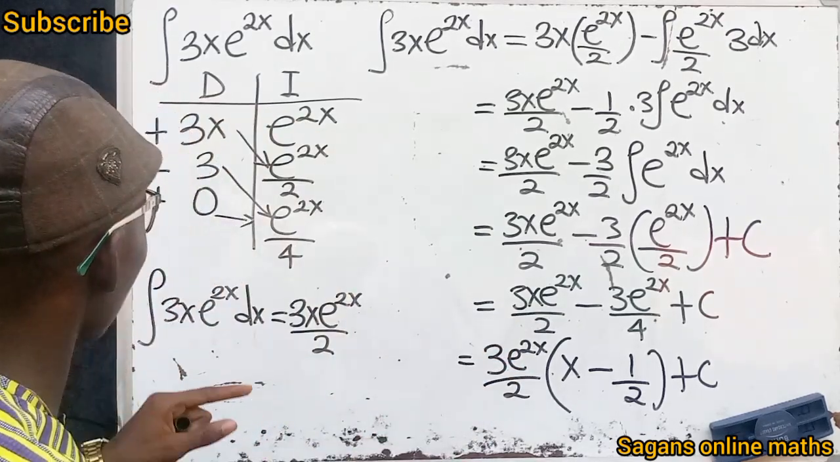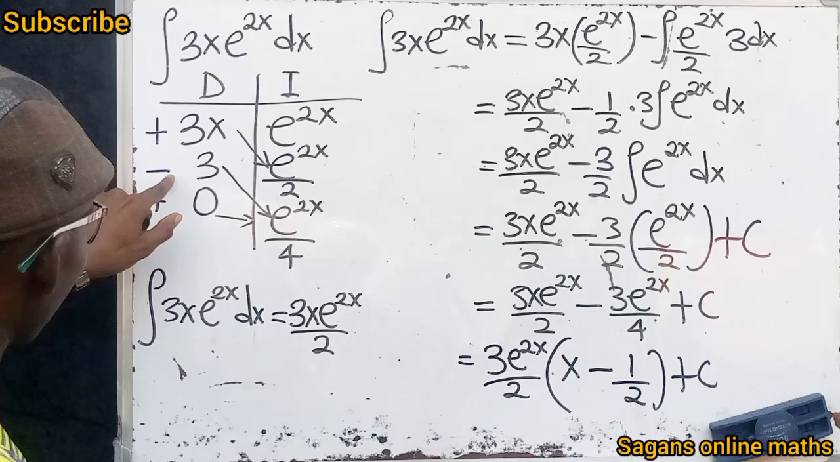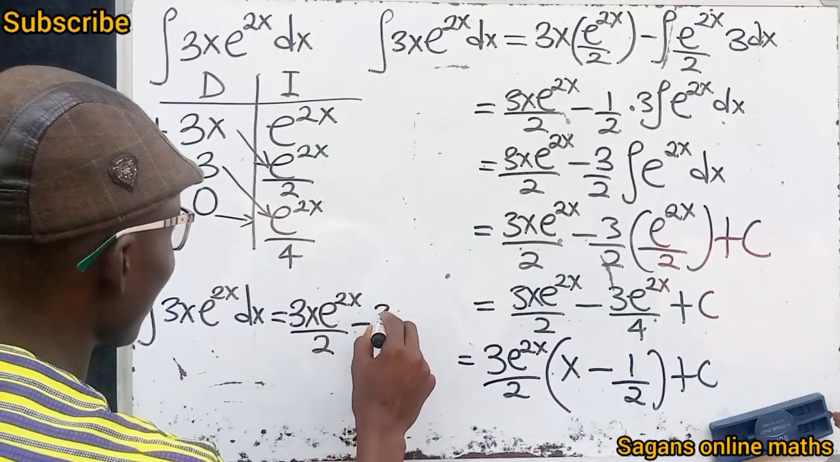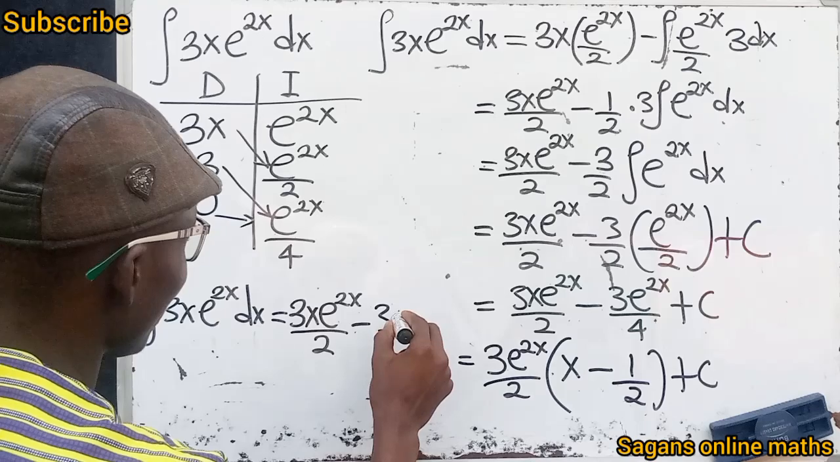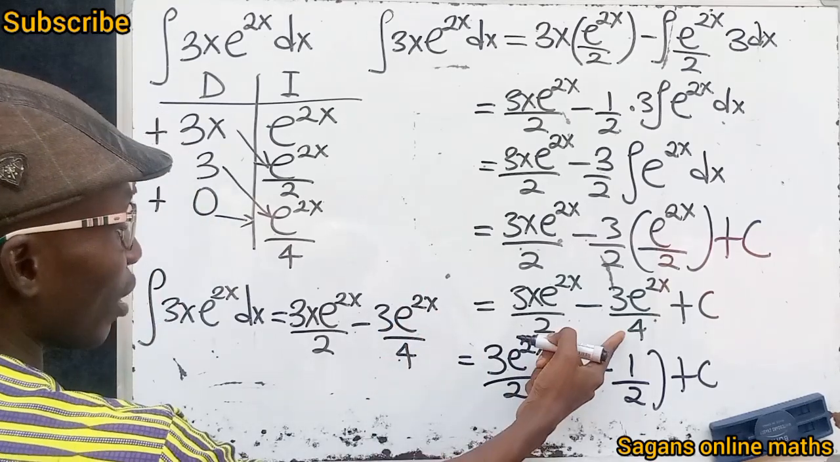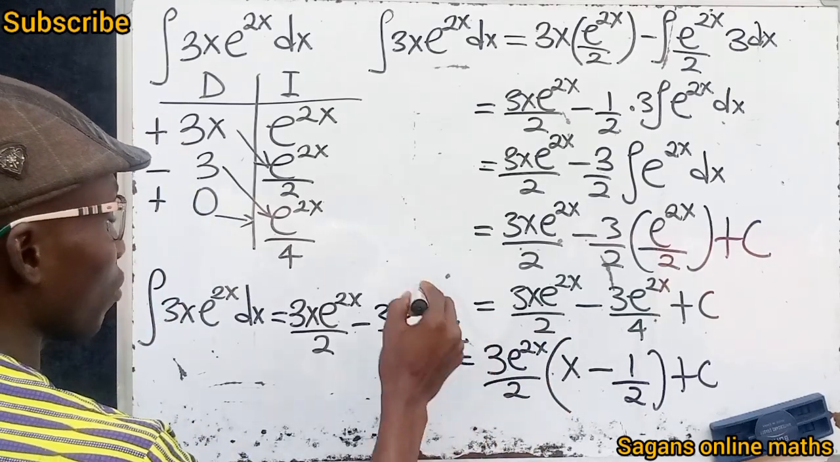Now then minus, look at the minus. This minus is affecting this 3, so it will become minus 3. Then 3 multiplied by e to the power 2x divided by 4. Is it not the same thing you are seeing here? Don't forget to add the integration constant c, which is very important.